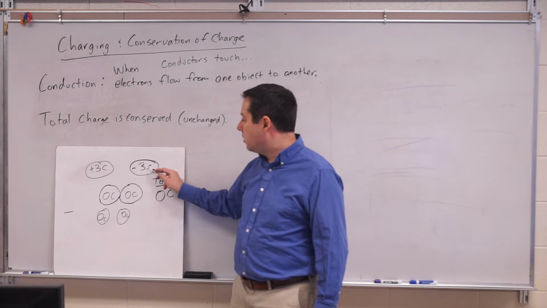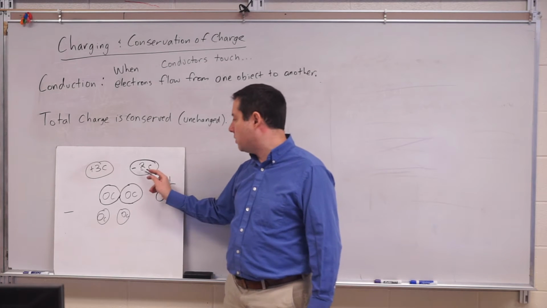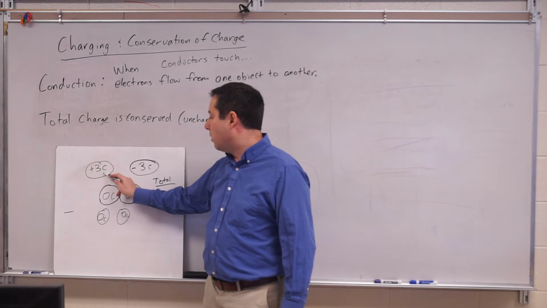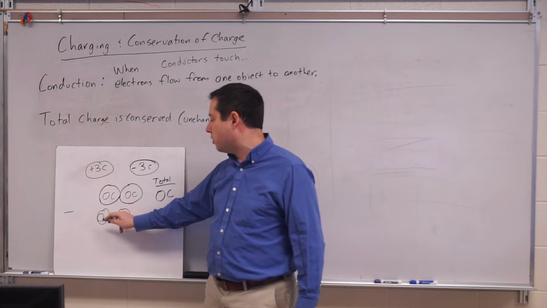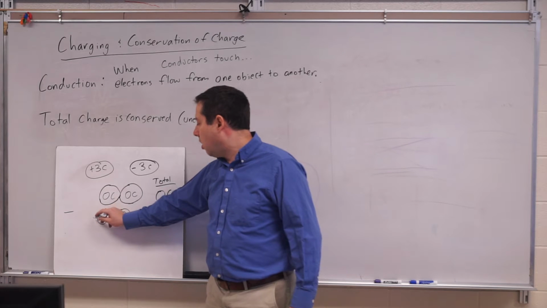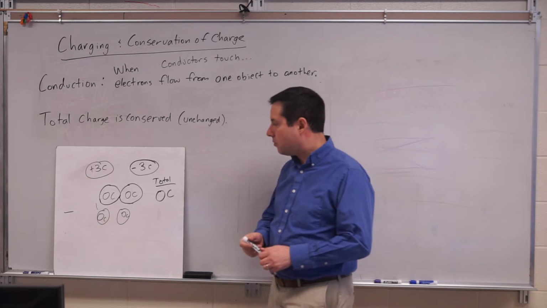If you look here, to go from negative 3 to 0 means that it lost electrons. So electrons must have gone from here to there. That one went from plus 3 to 0. That means it gained electrons, gained negative charge. So this one gained electrons. This one lost electrons.